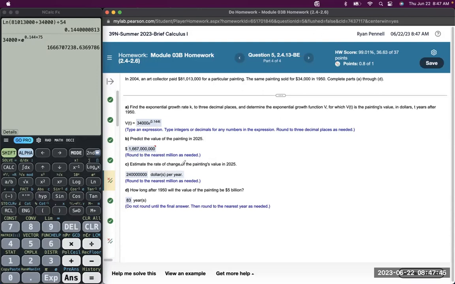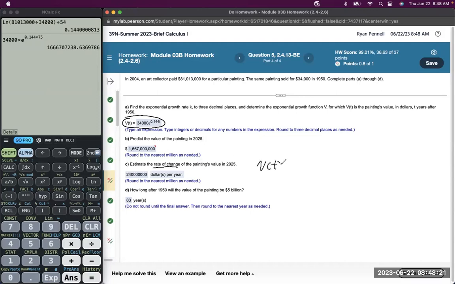Okay. All right, part C, estimate the rate of change of a painting's value in 2025. Okay, so what is going to be the value? This was predict the value of the painting. This is the rate of change. How do you find rate of change? Rate of change sounds like slope. So what is the slope at year 2025? Okay, how do you find this? Well, I think we're going to have to find the derivative. So I think I'm going to have to take the derivative of this function I found and then plug in the time. All right, so let's do it.